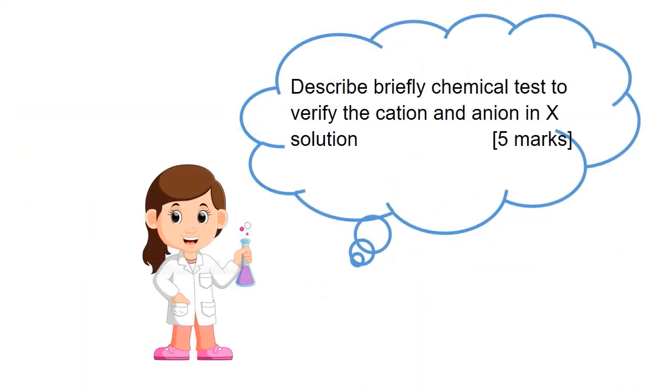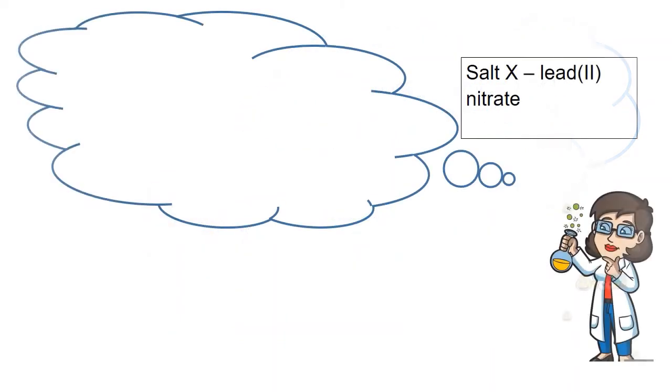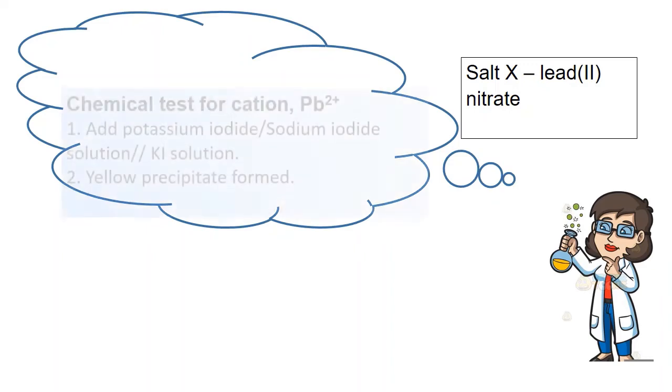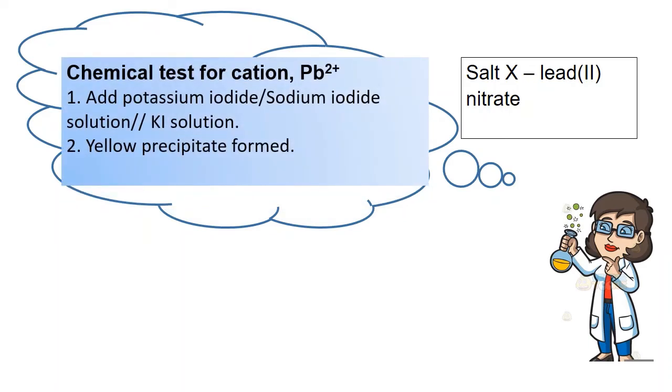Describe briefly chemical tests to verify the cation and anion in X solution. Salt X is lead(II) nitrate. Lead(II) nitrate consists of lead(II) ion, the cation, and nitrate ion, the anion. Chemical test for cation, lead(II) ion. Add potassium iodide or sodium iodide solution. The observation is a yellow precipitate formed.